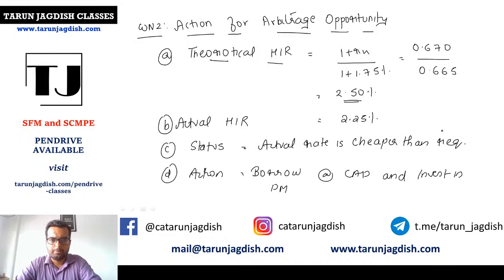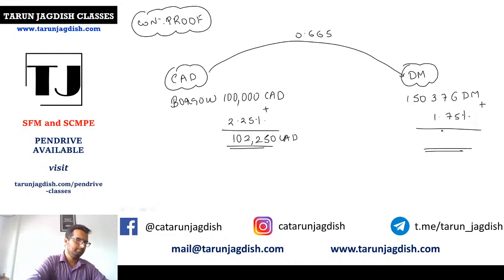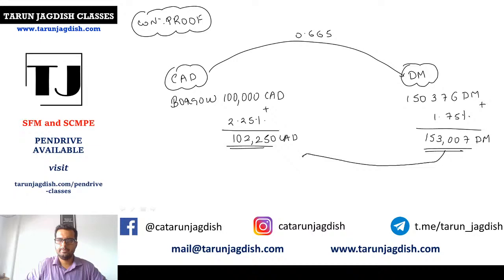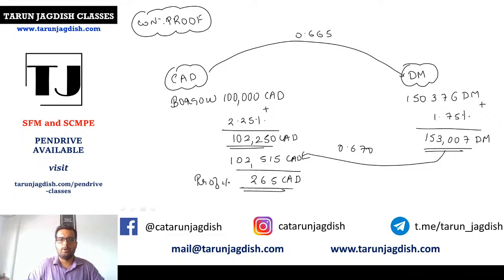Plus here the rate is 1.75 percentage. Am I right? So I'll get the answer as 1,53,007 DM. This I'll now reconvert back at 0.670. I'll get the answer as 1,02,515 CAD. So I'll get the difference as 265 CAD will be my profit, because this money I have to repay. This is what I will receive.